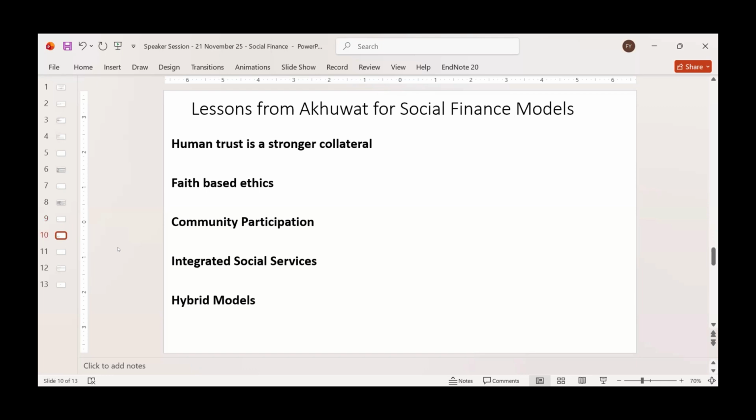We have lessons from Akhuwat for the social finance model, and the first one is that human trust is stronger collateral than any other, you can say, physical or financial assets. Then faith-based ethics can drive financial inclusion effectively. Community participation enhances accountability and sustainability. Then integrated social services, like I have just discussed: we have education, health-related services, and housing. And then the hybrid model, in which Akhuwat combines charity, social enterprise, and financial discipline, works best for poverty alleviation.